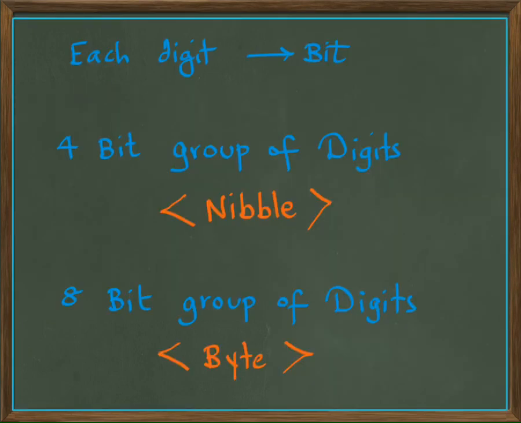Each digit is called a bit. There could be a 4-bit number, there could be a 5-bit number, there could be an 8-bit number. A 4-bit number, a group of digits, is called a nibble, whereas an 8-bit group of digits is called a byte. So now the word byte, it's very familiar to every single person that uses a computer to whatever extent.